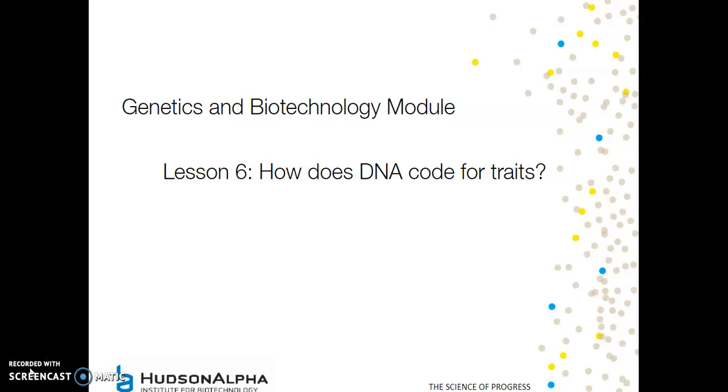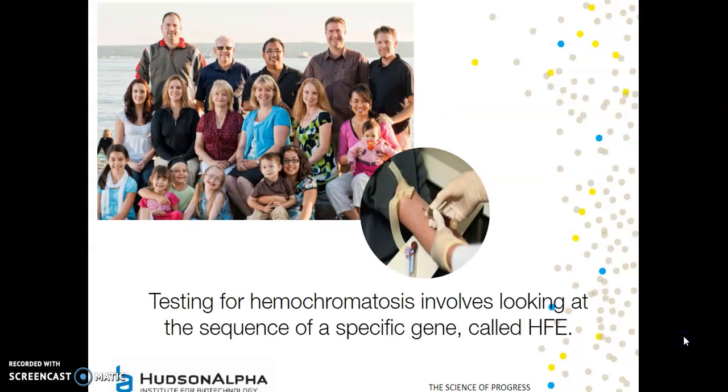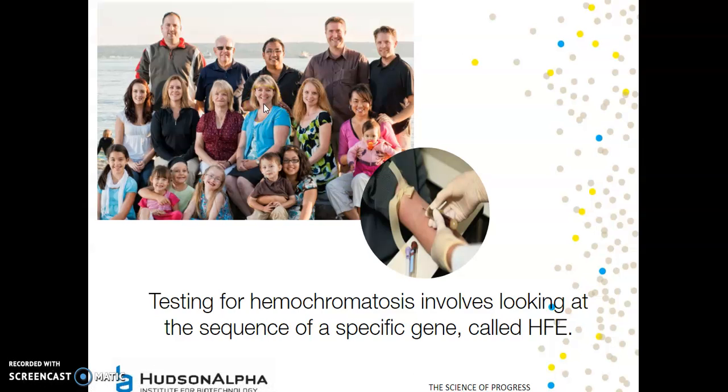In our next Genetics and Biotechnology, we're going to be looking at Lesson 6, How does DNA code for traits? As we know, we have been following along with the Miller family storyline, and Mary did genetic testing to see if she was at risk for having hemochromatosis like her brother David. We took DNA samples from Mary, but also from her parents, Jack and Jill Miller. And the testing for hemochromatosis, remember, involved looking at the sequence of a very specific gene called HFE.